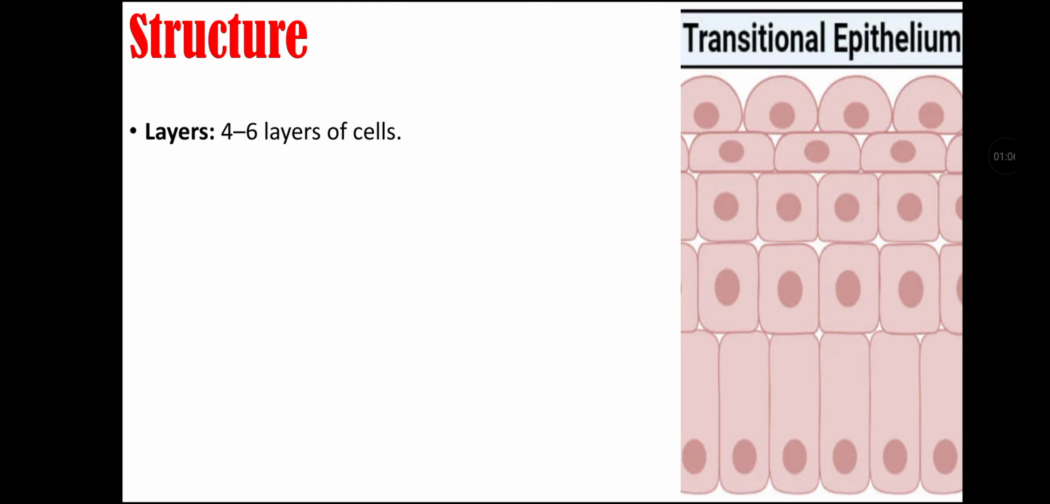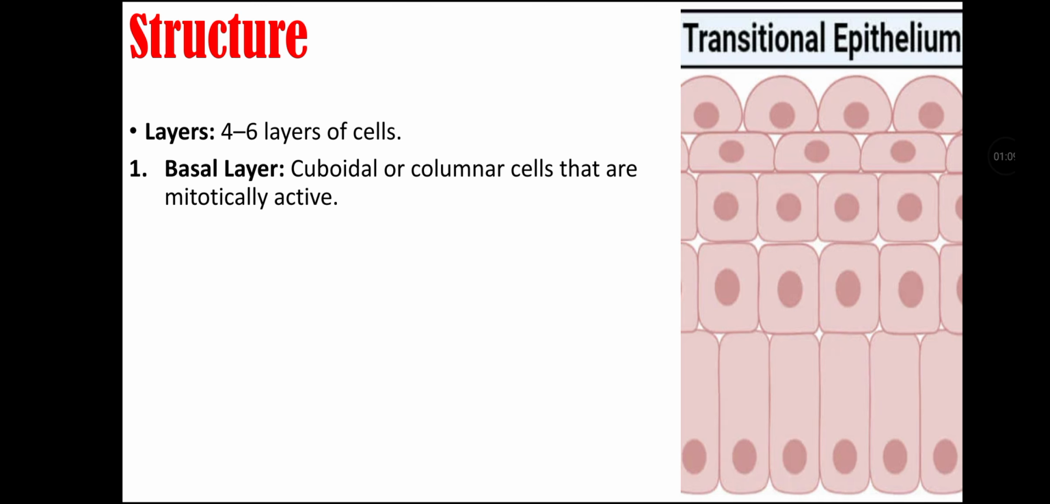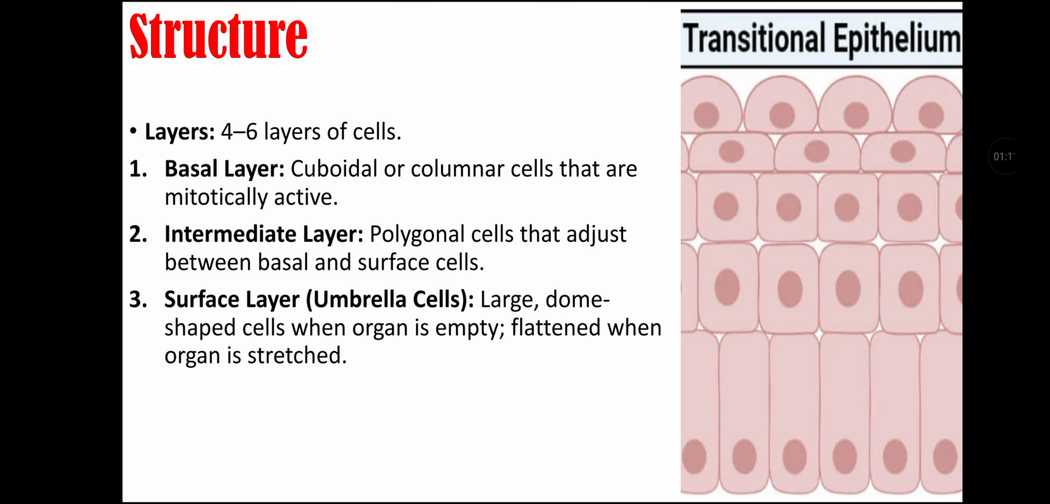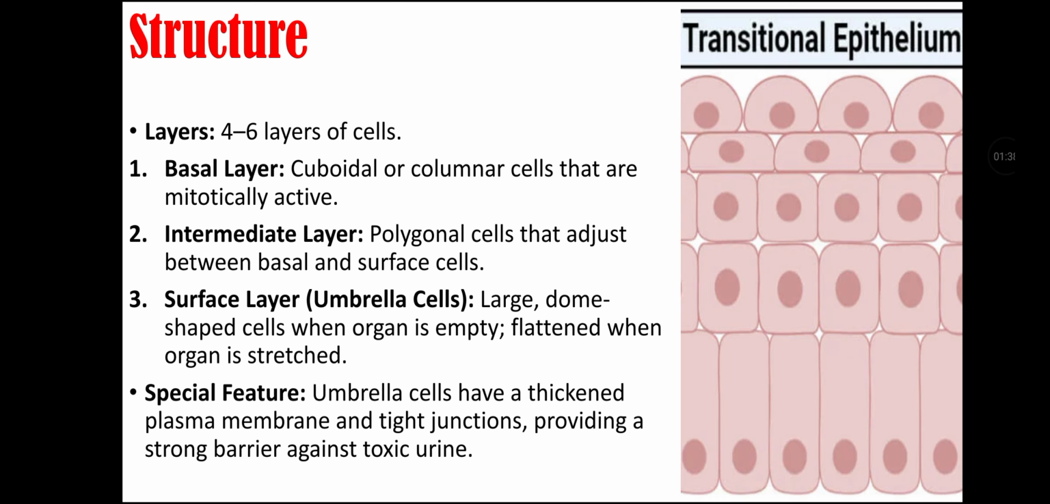It contains 4 to 6 layers of cells, and they have a basal layer, an intermediate layer and a surface layer. The basal layer of cells of transitional epithelium is cuboidal or columnar cells that are mitotically active. Then there is an intermediate layer that has polygonal cells, and they're just between the basal and surface cells. Then it has a surface layer that is also called umbrella cells. They are large dome-shaped cells when the organ is empty, and then these cells become flattened when the organ is stretched.